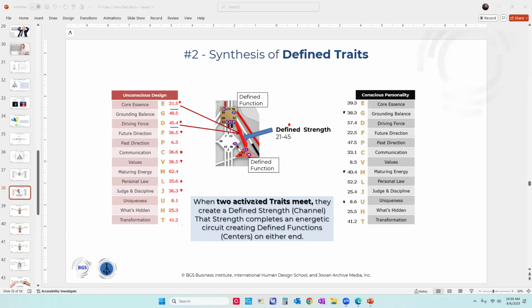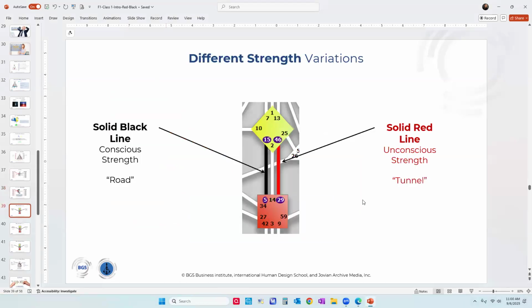And then, of course, when two activated traits meet and they form this strength, that is what gives us the function definition, right? As soon as there's a strength, well, this gets defined, always. So that now creates an energetic circuit that creates, again, these defined functions on either end. All right, so we're just breaking it down. We also have different strength variations, and I'll take you through several different aspects of this.